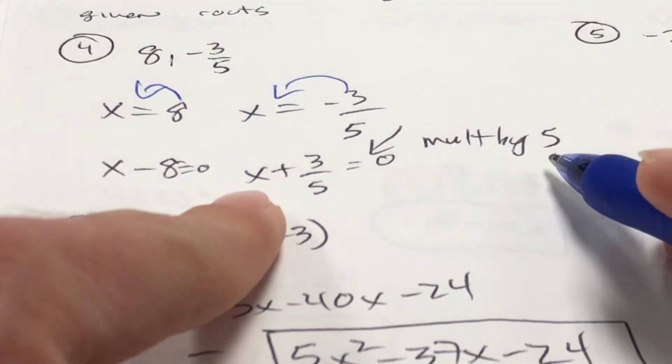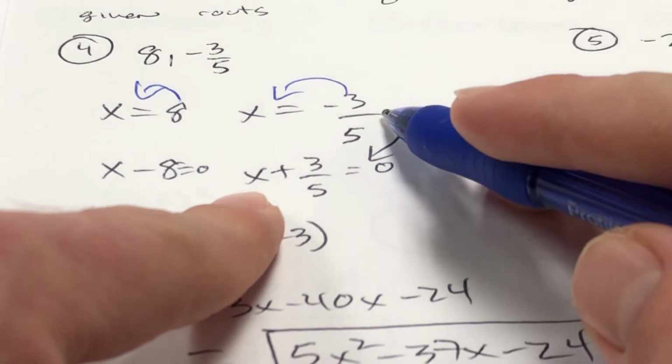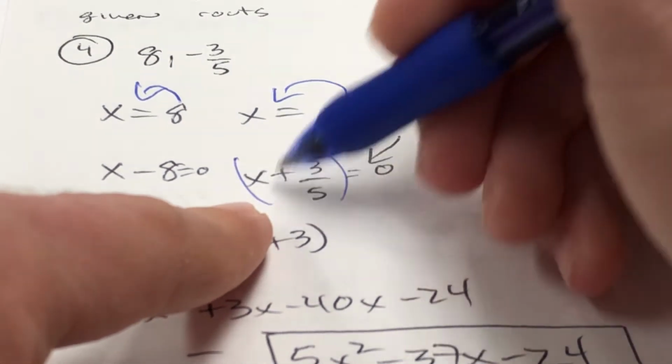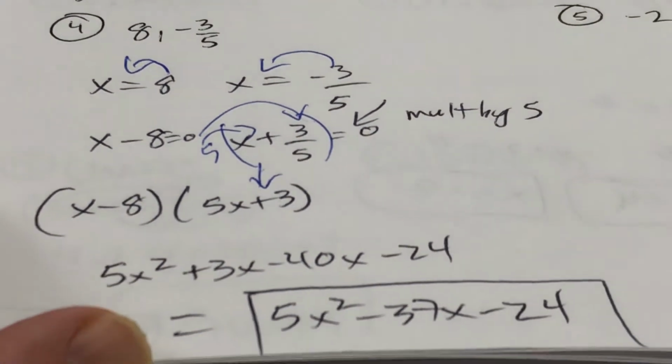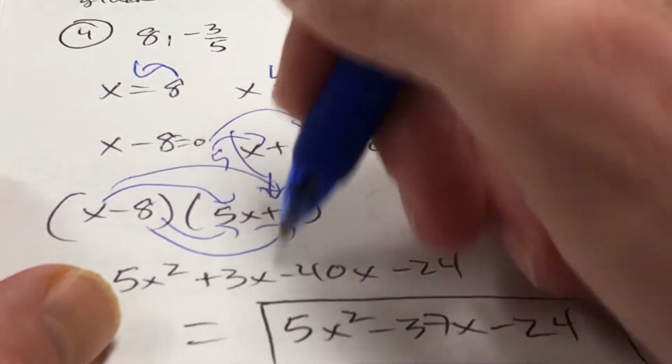So I'm going to multiply everything by 5 here. And I could have done that originally. If I multiply everything by 5 here, I now have 5x plus 3. And that's what goes in the parenthesis. And then I first, outer, inner, last.